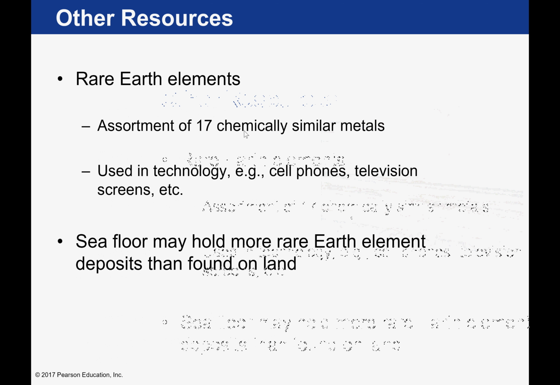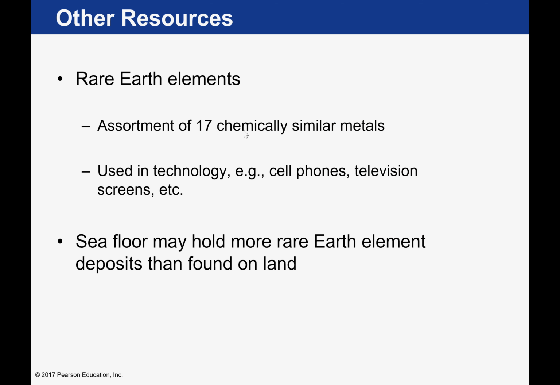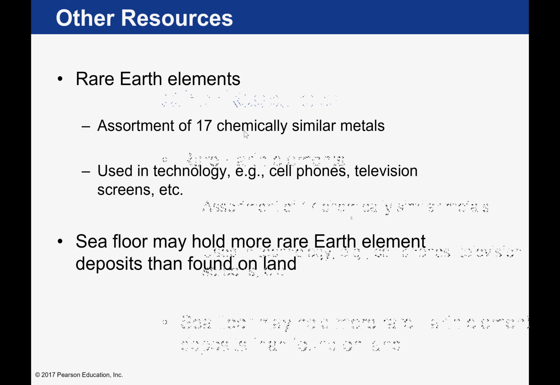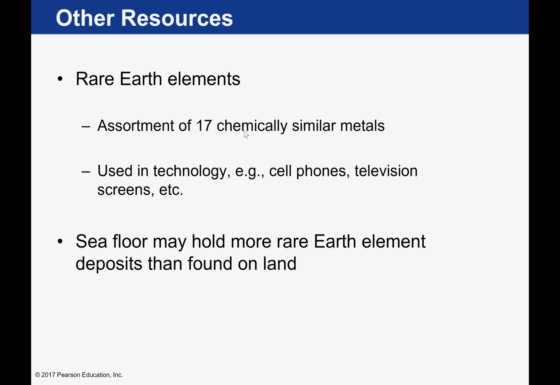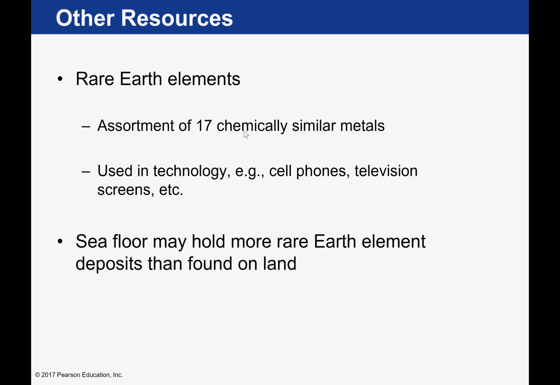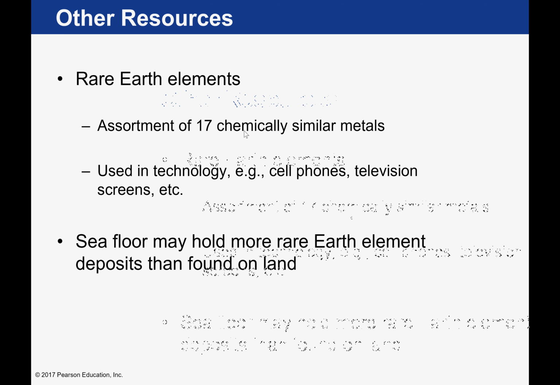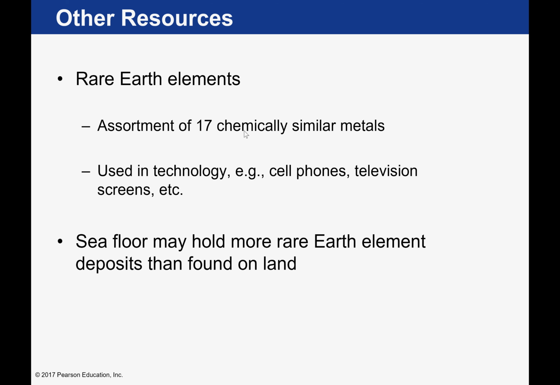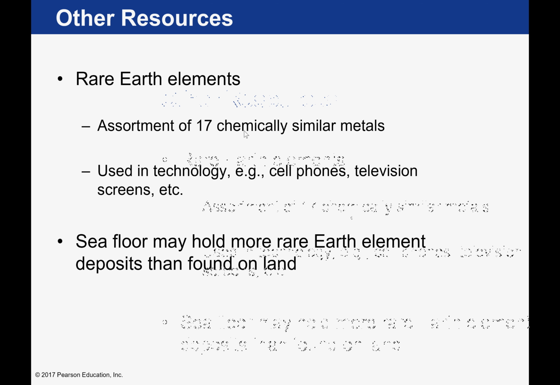And finally, the last resource are rare earth elements. And this is an assortment of 17 chemically similar metallic elements, and we typically use these in technology. So we use them in our cell phones, TVs, and light bulbs. And what this shows us is that the seafloor may actually hold more rare earth element deposits than we have found on land. So the more we find on the seafloor, the more we're going to disturb it, because we're going to go out and mine it and try to drill and get these resources, which is going to be hazardous to not only the environment, but cause issues with oil spills and other hazards that can happen when you're disrupting the seafloor and bringing in technology.